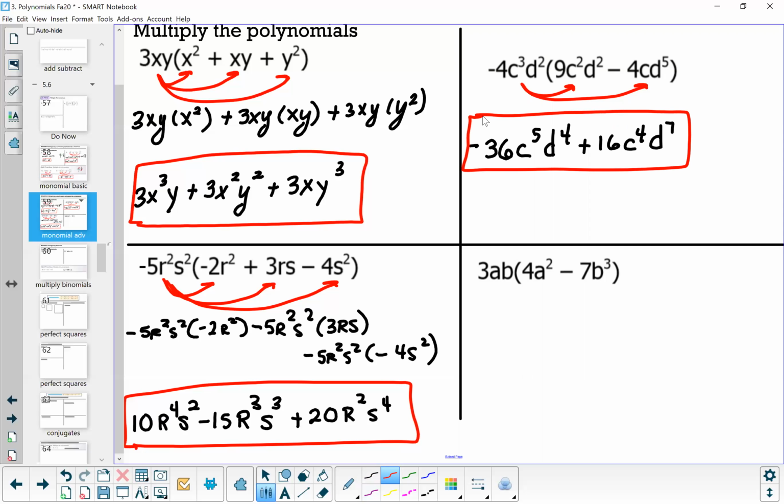All right, let's take a look at the second example. We have 3ab being multiplied to (4a squared minus 7b cubed), that's in parentheses. All right, so we're distributing the 3ab across subtraction. So you have 3 times 4 gives you 12. A times a squared gives you a cubed, and then b minus, distribute the 3ab to the 7b cubed. 3 times 7 is 21, and bring down the a, and b times b cubed is b to the 4th power.